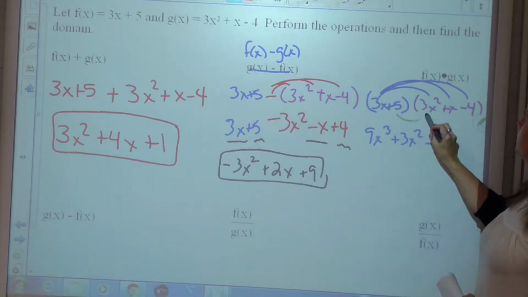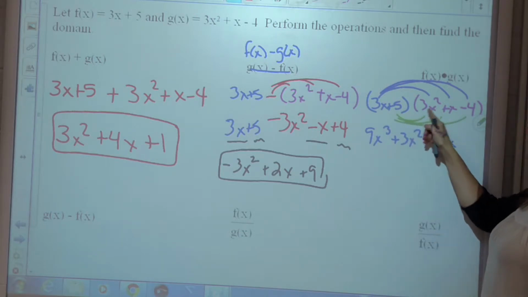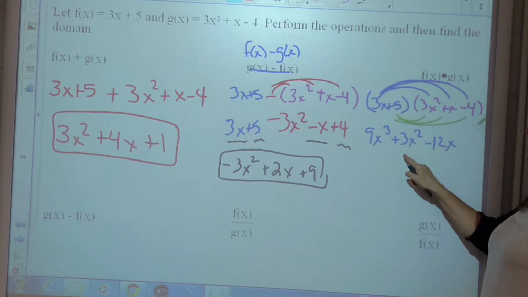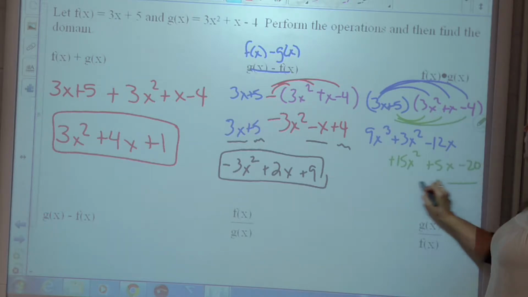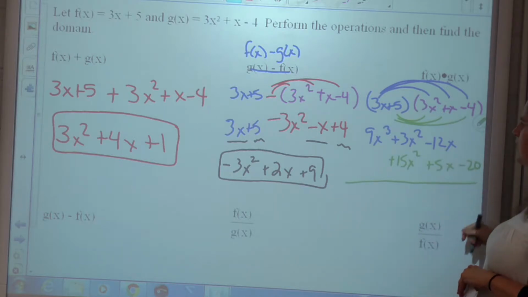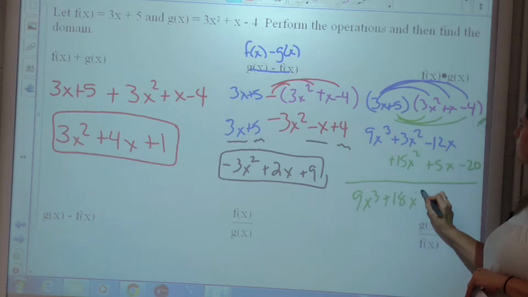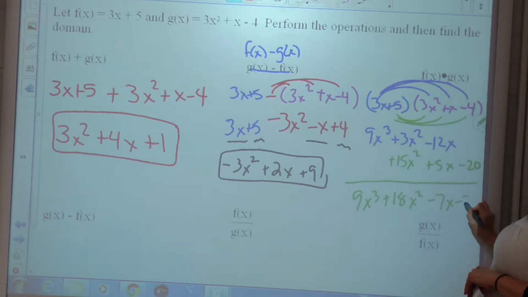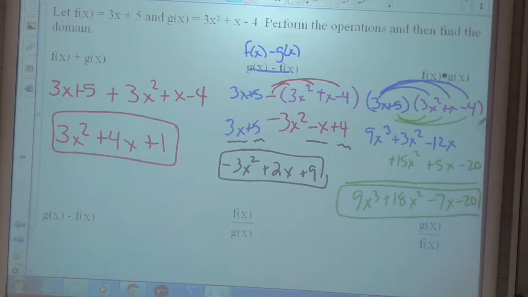When I come and distribute the 5, I'm going to multiply just like before, so that's 15x squared. I'm going to line that up underneath my x squared term. So 15x squared here. That'll be plus 5x and minus 20. If you line up your terms, then you're set. Your like terms are already together. So I just get 9x cubed plus 18x squared minus 7x minus 20. That's what the product is going to look like.